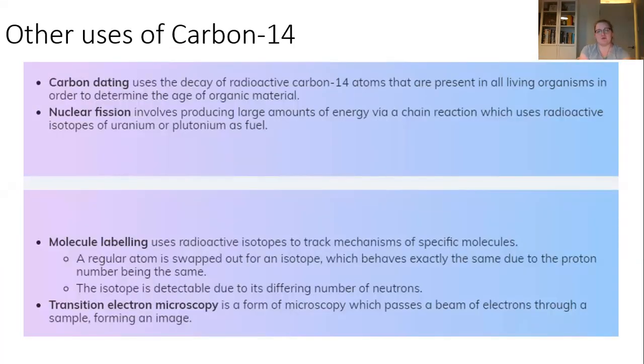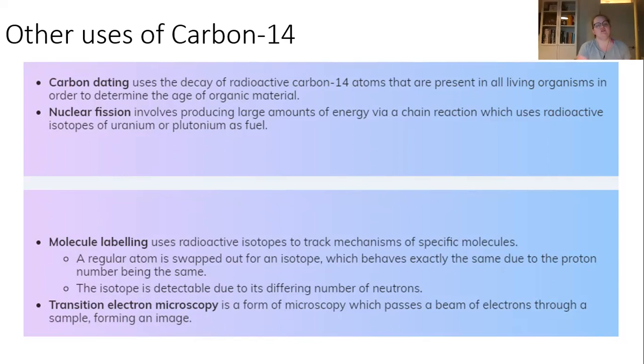Other than carbon dating, we can use carbon 14 for a few other things. We can use it in nuclear fission. We can use it to produce large amounts of energy via a chain reaction, which uses radioactive isotopes of uranium or plutonium as fuel. Molecular labeling is really interesting. This is used a lot in chemistry and biology.